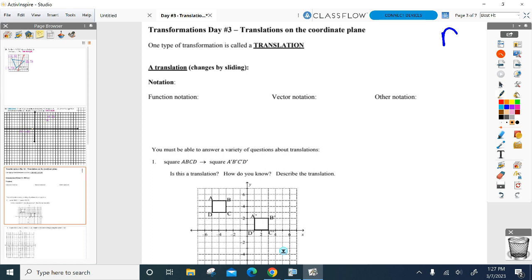Good news, there's 3 different ways to write a translation. And even better news, yes, I want you to know all 3. All right, 3 different ways to write a translation. A slide is happening. First one, function notation. Here's what function notation looks like.